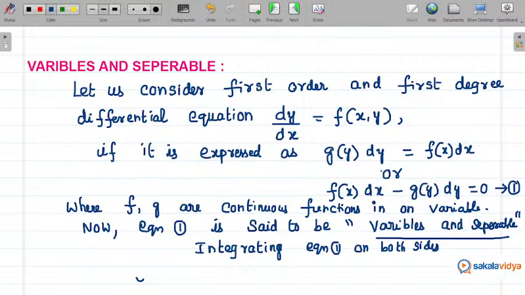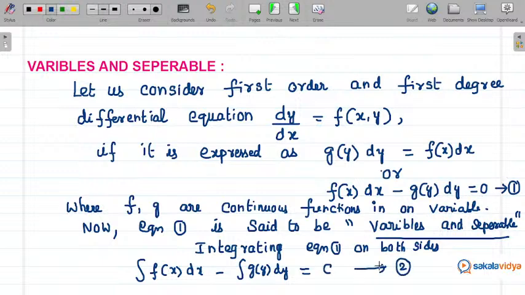So, then we get: integral of f of x dx minus integral of g of y dy equal to integral of 0, which means a constant term you will be getting, say equation 2. Equation 2 is the general solution of equation 1. So, this is the general solution.